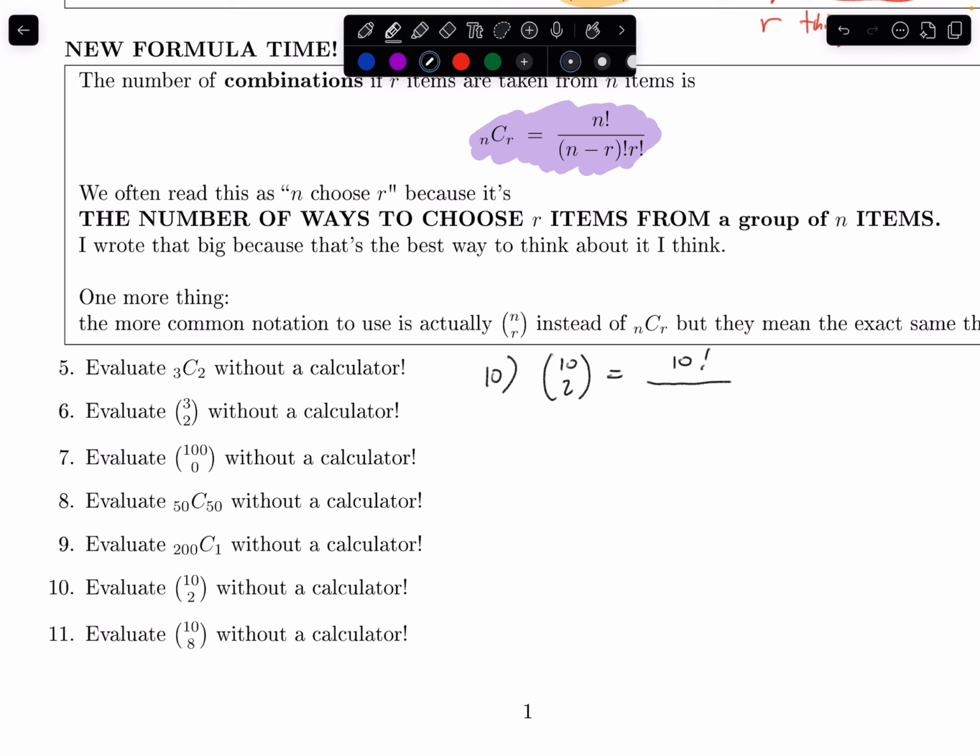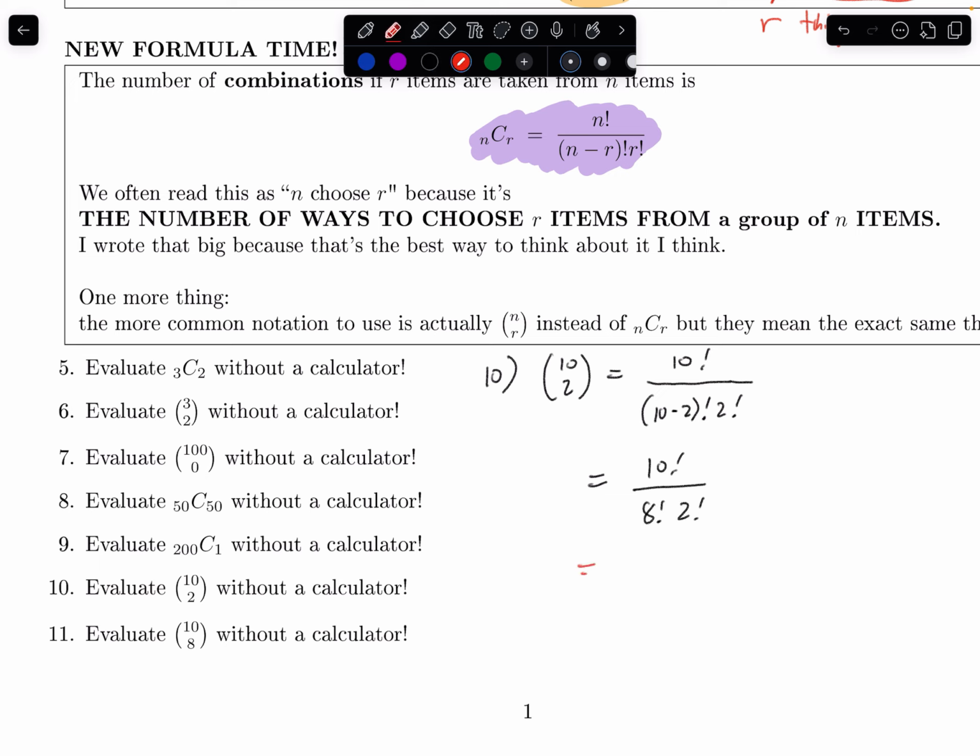N is up top, 10, and this is 10 minus r. 10 minus r is 2 in this case, so 10 minus 2 factorial. Extra r factorial, r is 2 in this case, so 2 factorial. Okay, so what I've got is 10 factorial up top, 10 minus 2 is 8 factorial, and then 2 factorial.